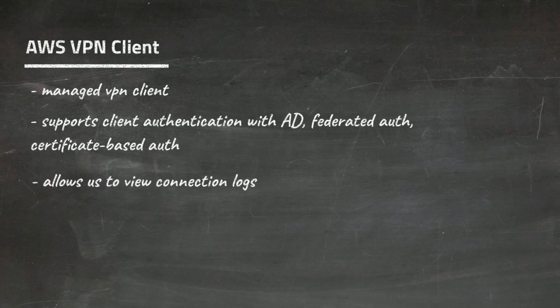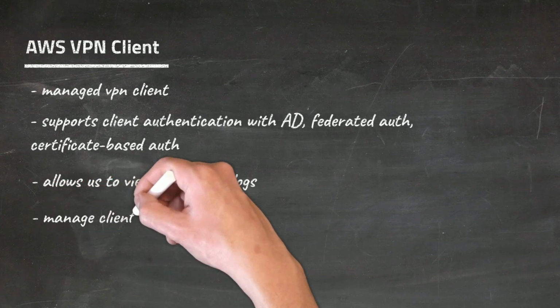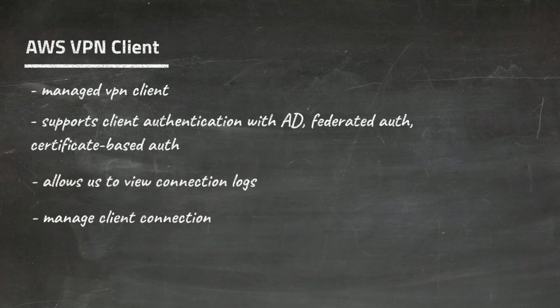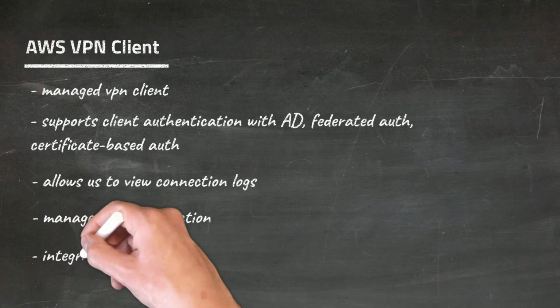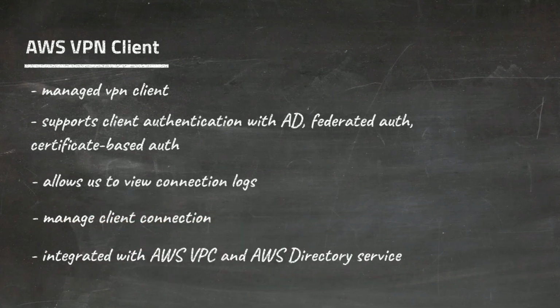Additionally, it enables us to view connection logs, which can provide details on client connection attempts. You can also manage active client connections, with the ability to terminate them. It also integrates with existing AWS services, including AWS Directory Services and Amazon VPC.